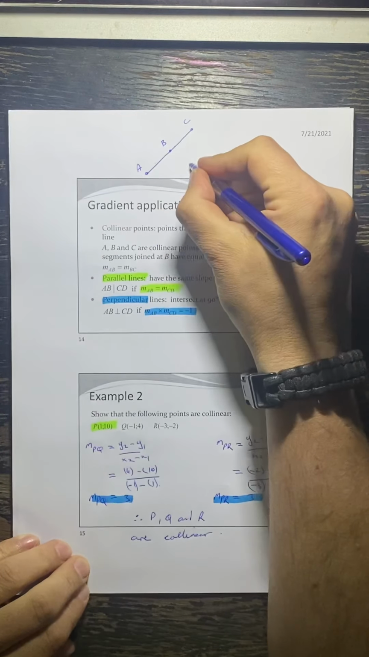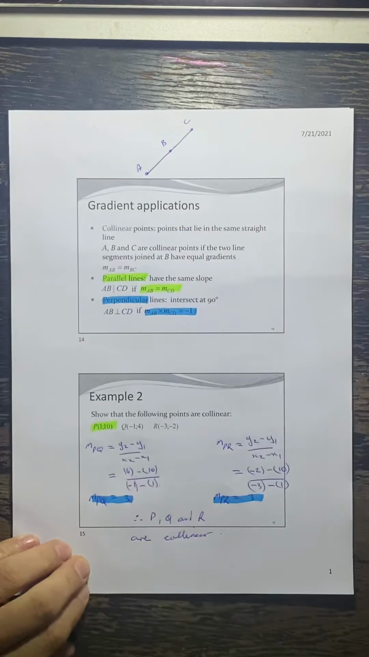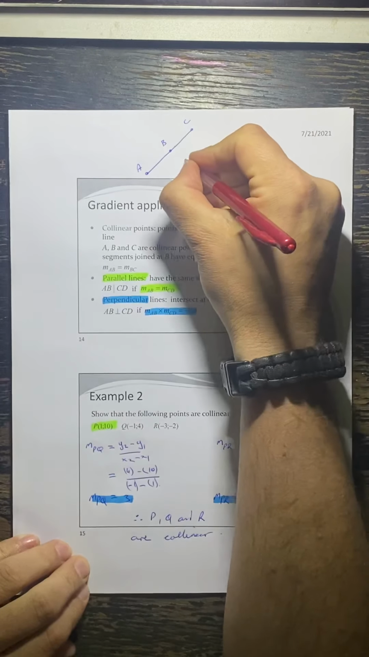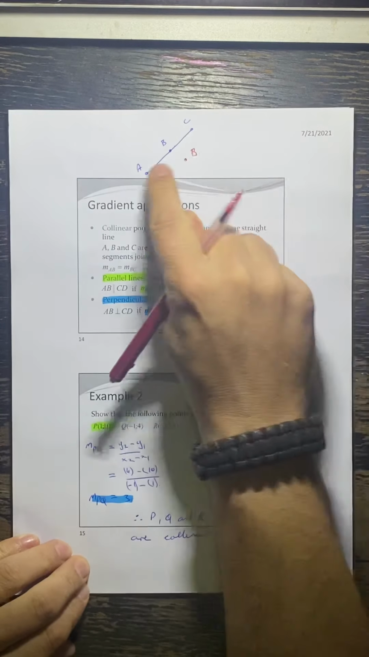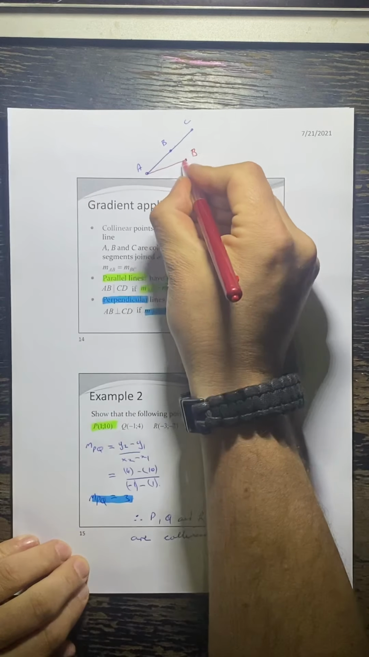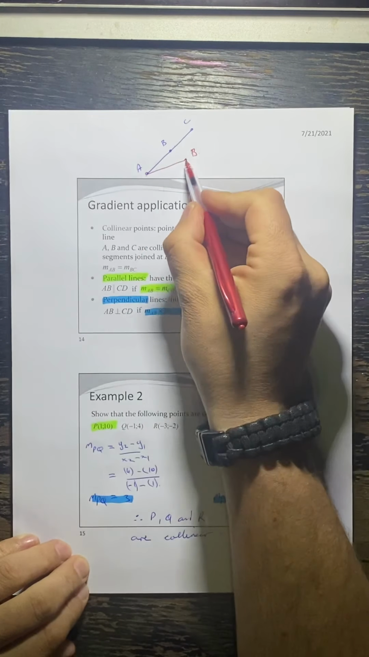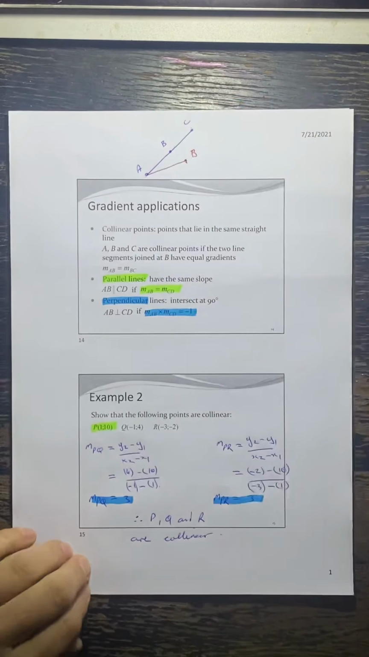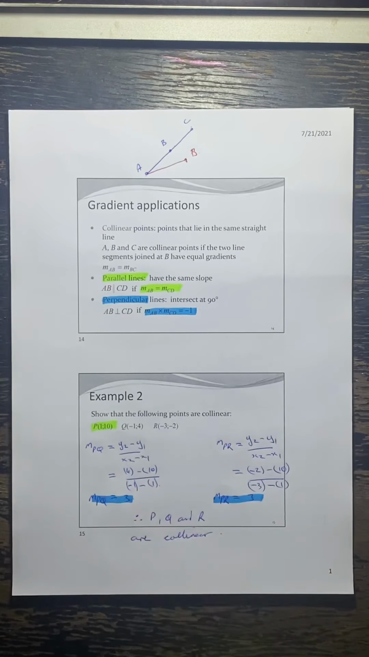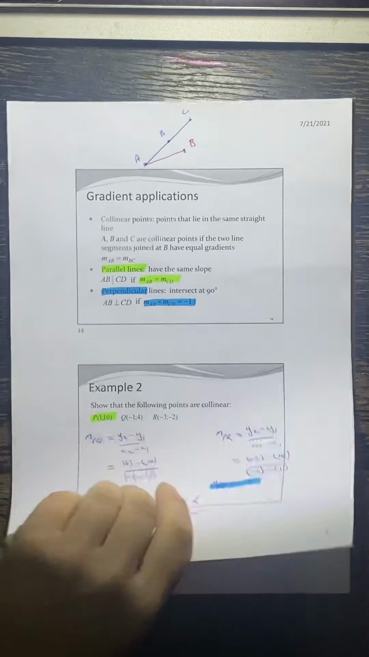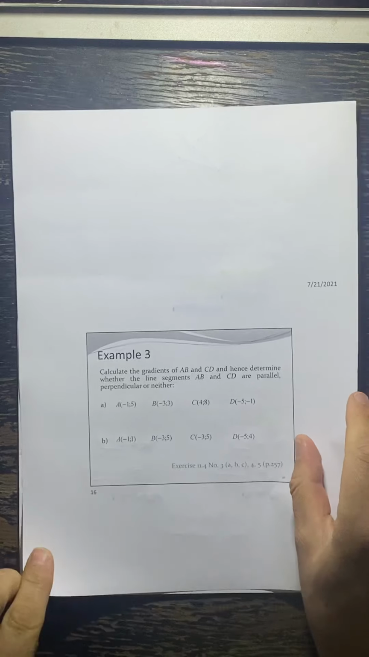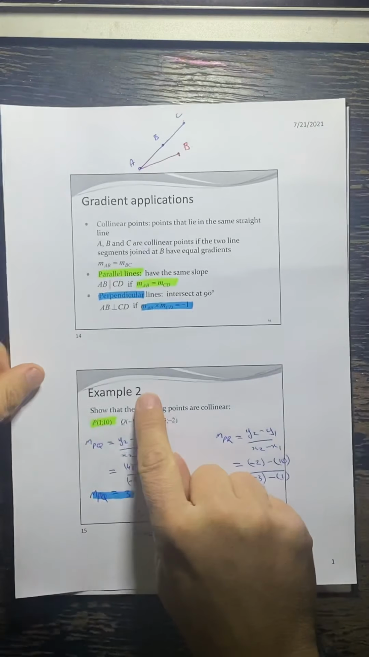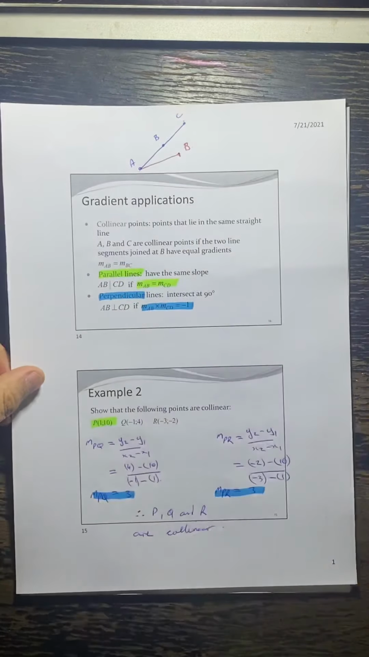For example, and I'm going to do it in another color, if B was over here, and I chose my anchor point to be A, you can see that the gradient of AB will be different from the gradient of AC. Therefore, they can't be collinear. Okay, so they must have the same gradients to be collinear. All right, going on to example 3. Now, guys, don't get worried about the examples. Example 1 was from the previous lesson. Okay, so example 3.